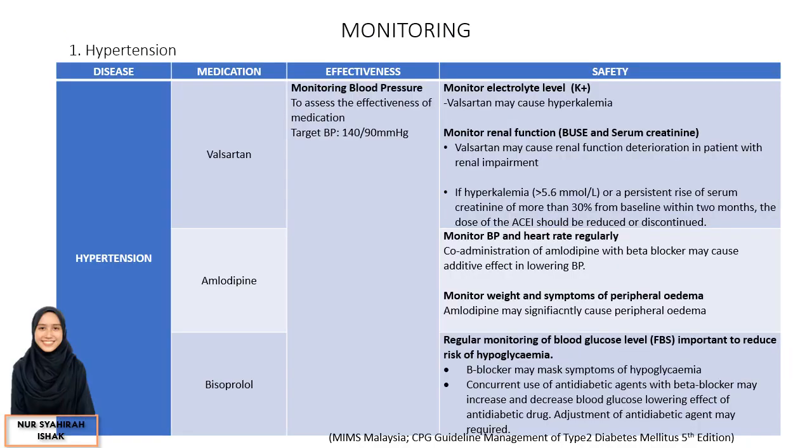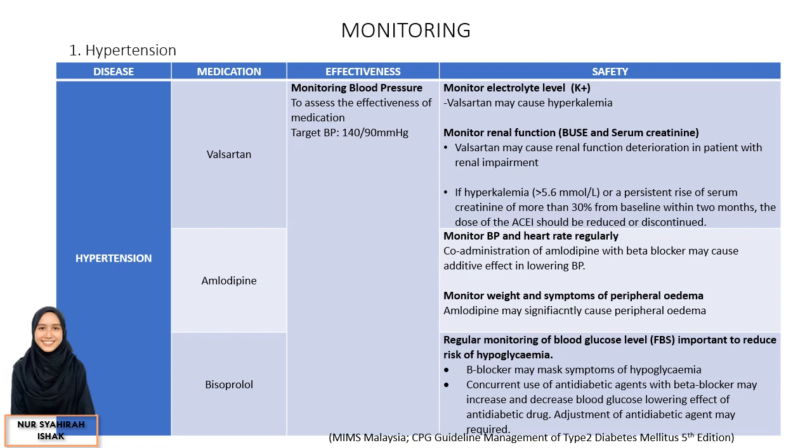Moving on to the monitoring parameters of drug therapy, which is divided into two, effectiveness and safety. For hypertension, regular monitoring of the blood pressure is important to assess the effectiveness of drug therapy with a target BP of 140 over 90 mmHg. As valsartan may cause hyperkalemia and deterioration of renal function, therefore, monitoring potassium level, blood urea and serum electrolyte, and serum creatinine is very important to assess the kidney status.